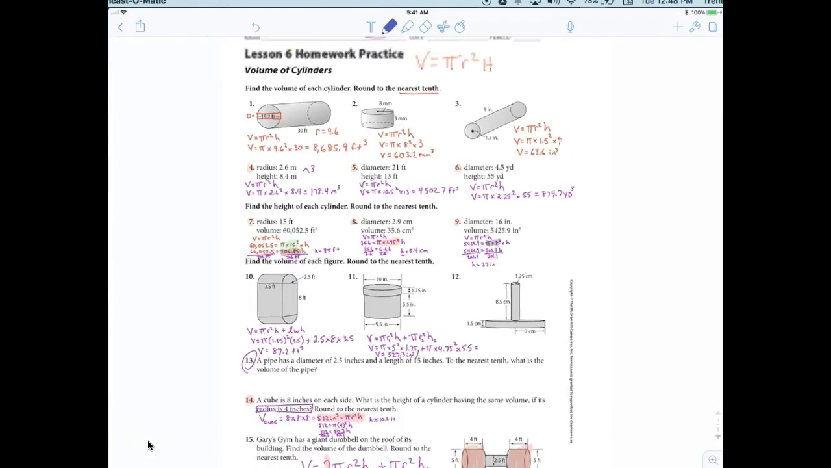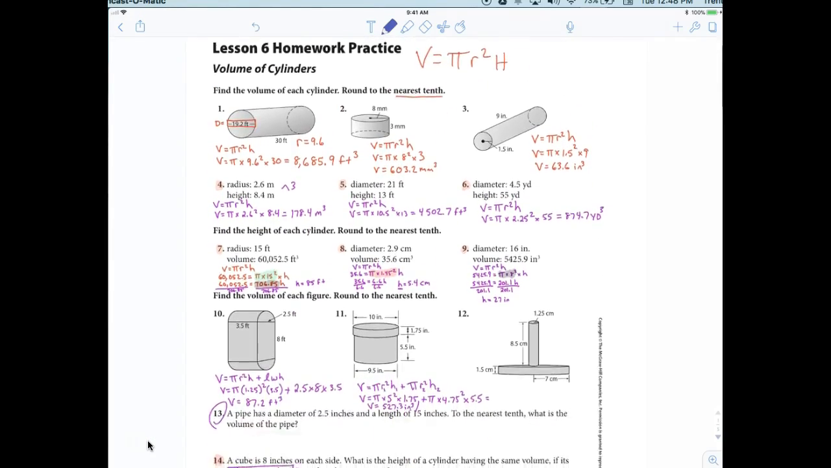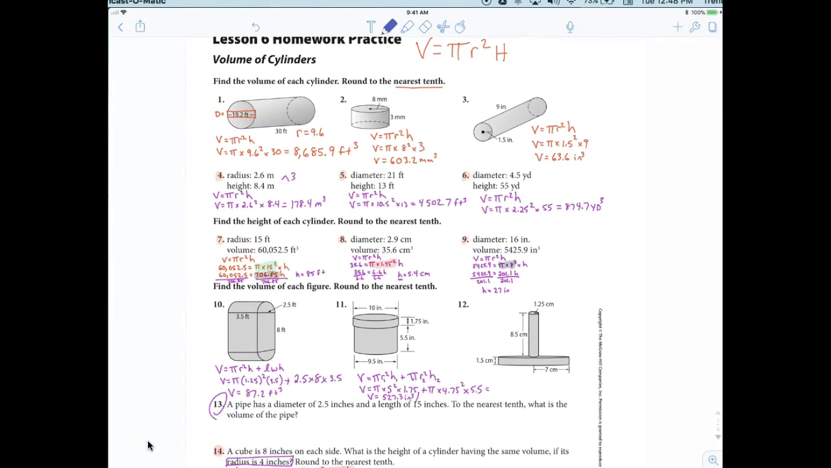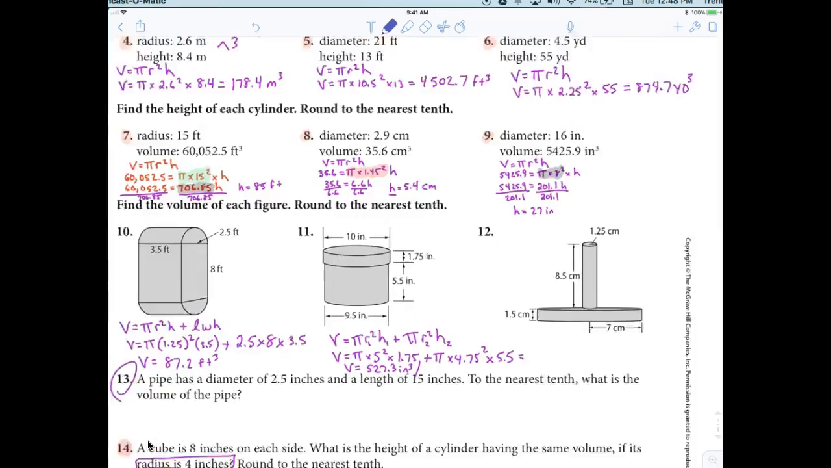Does anybody have any questions from just the cylinder page? All right, because I do want to talk about the ERBs. All right, so let's take a look at 13.